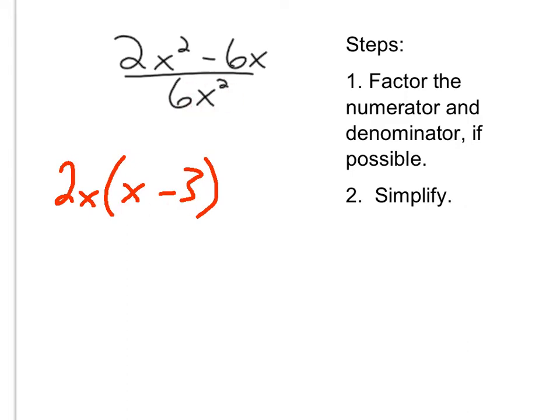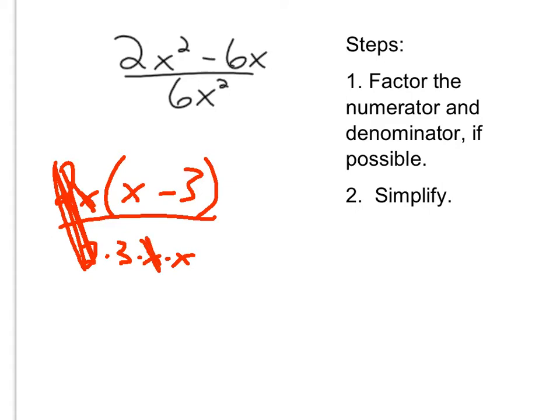Well, I could break 6x squared apart as well. I could say that that's the same as 2 times 3 times x times x. So now let's think about what factors I have here. On top, I've got 2 as factors, so I can cross those out. I've also got x as factors, an x and an x.